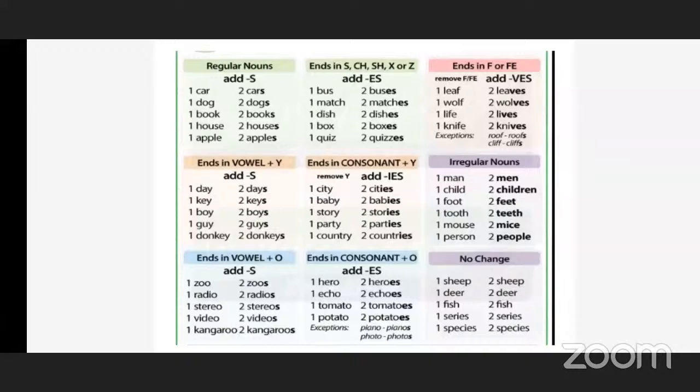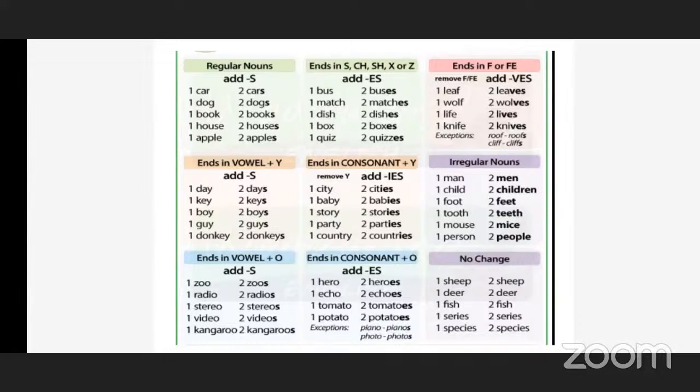So see here, no changes. You will not be changing anything in these words. If the question comes from this, sheep, sheep. If it's a plural format, you'll be writing sheep, sheep. Deer, deer. Fish, fish. Series, series. Species, species. So these are really important.